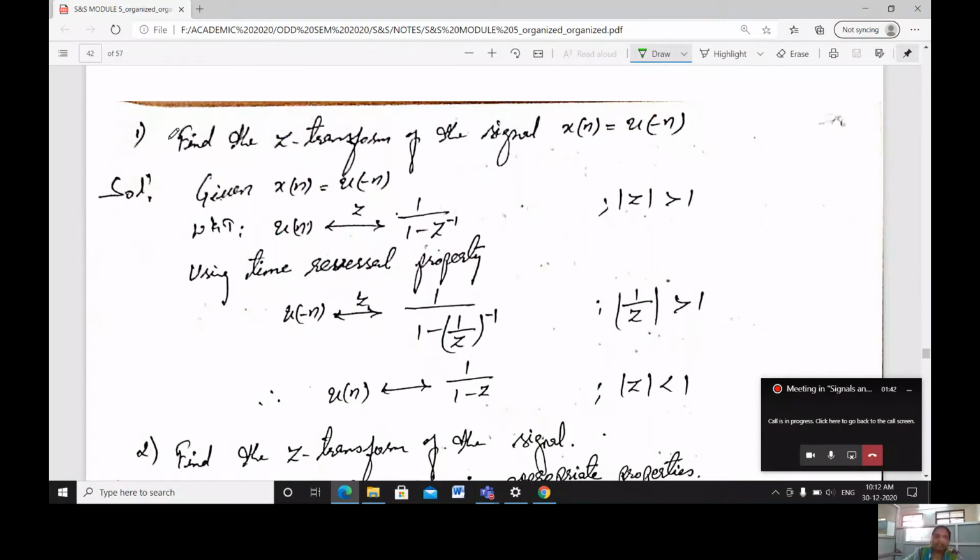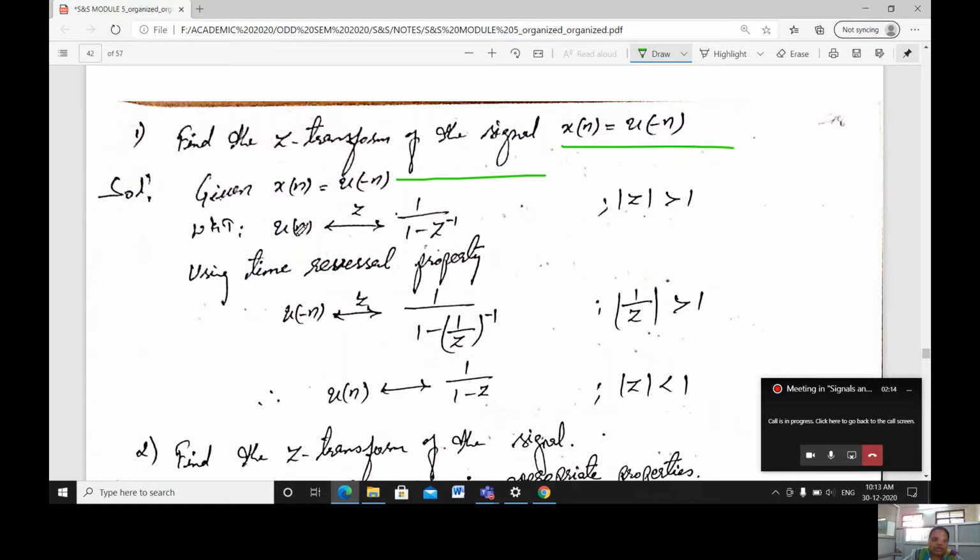Okay, next problem in the Z transform. Here we are going to solve the problems based on our input given. We are going to use the properties of Z transform. Based on the properties, we will be finding the Z transform for the given input signal. The first problem is: find the Z transform of the signal x of n equals u of minus n. This is the given equation.